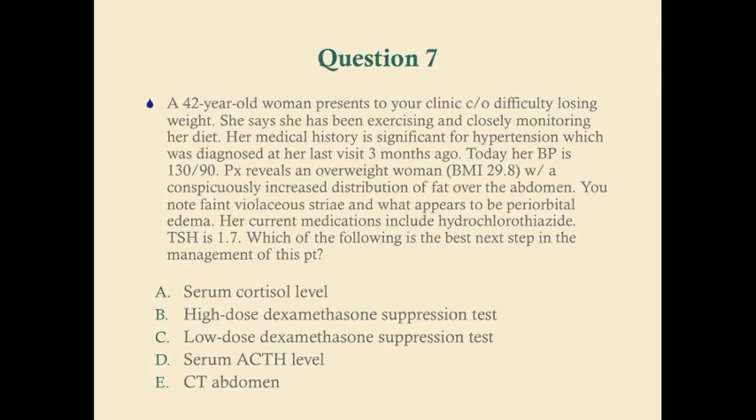You note faint violaceous striae and what appears to be periorbital edema. Her current medications include hydrochlorothiazide. TSH is 1.7, which is normal. Which of the following is the best next step in the management of this patient? A, serum cortisol level. B, high-dose dexamethasone suppression test. C, low-dose dexamethasone suppression test. D, serum ACTH level. Or E, a CT of the abdomen.